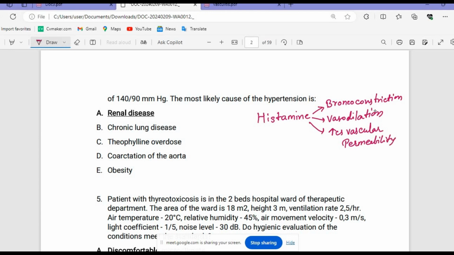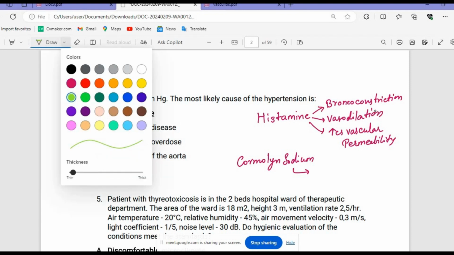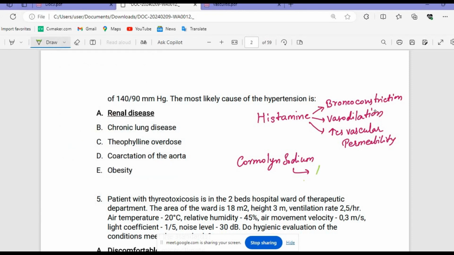Now we have the drug cromolyn sodium. What will this cromolyn sodium do? It will inhibit the histamine release from the mast cell.